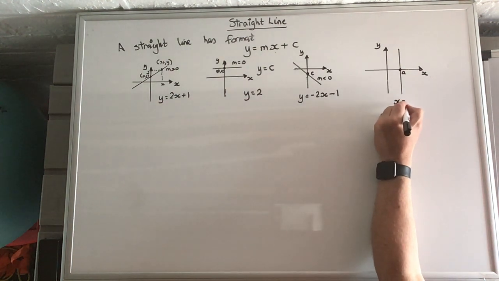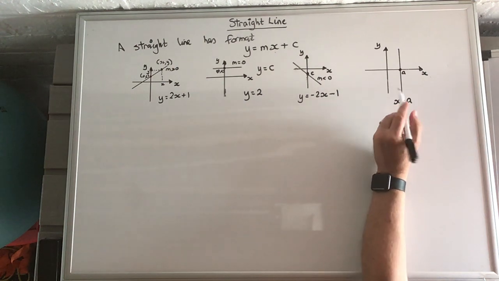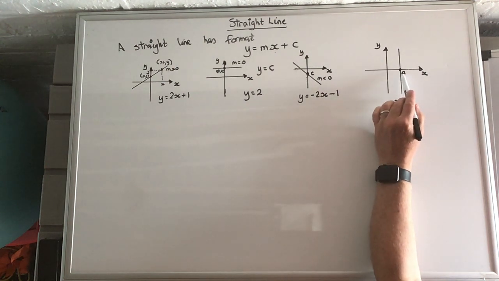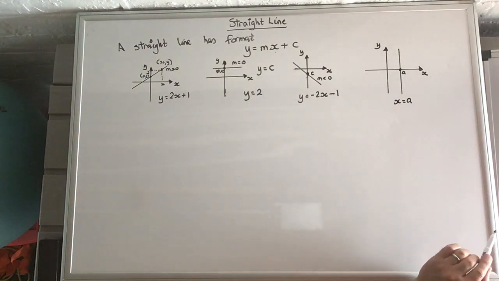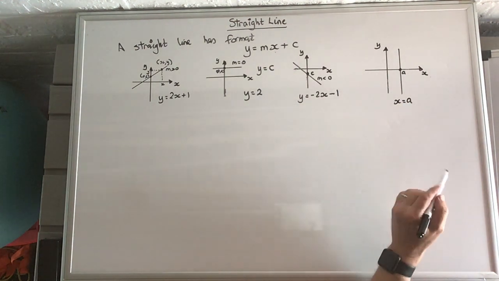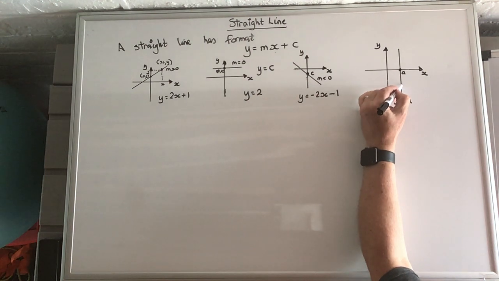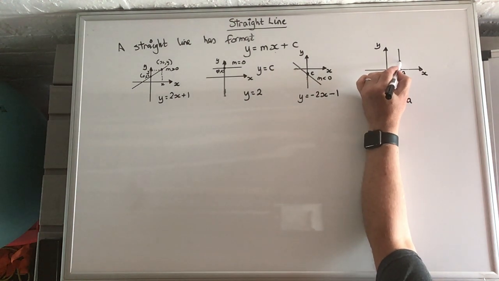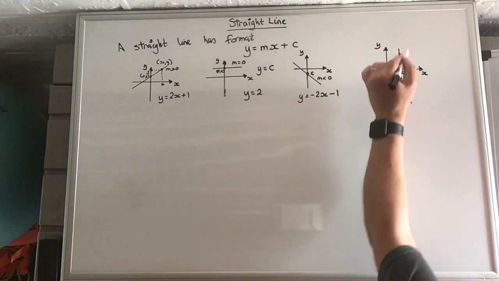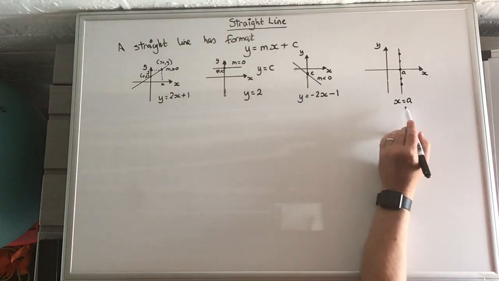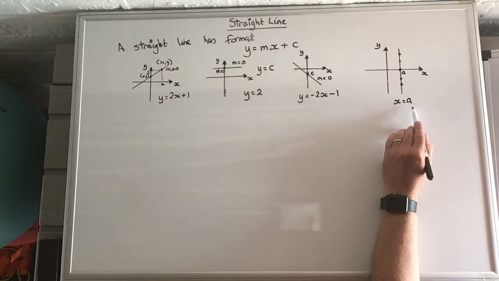x equals a, the value where it crosses the x-axis. So the reason it's x equals is, if you put in any coordinate on this line, you'll see that the x value is the same because it's going up vertically. That doesn't change, it's the y value that changes, the x stays the same. So the equation is x equals a.